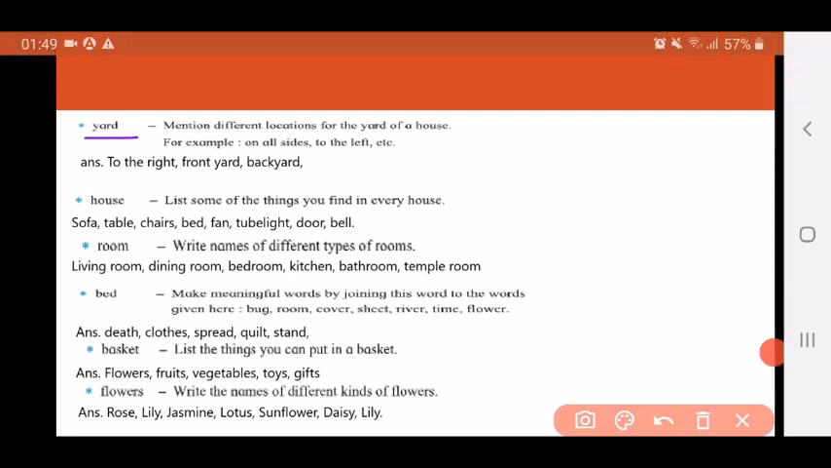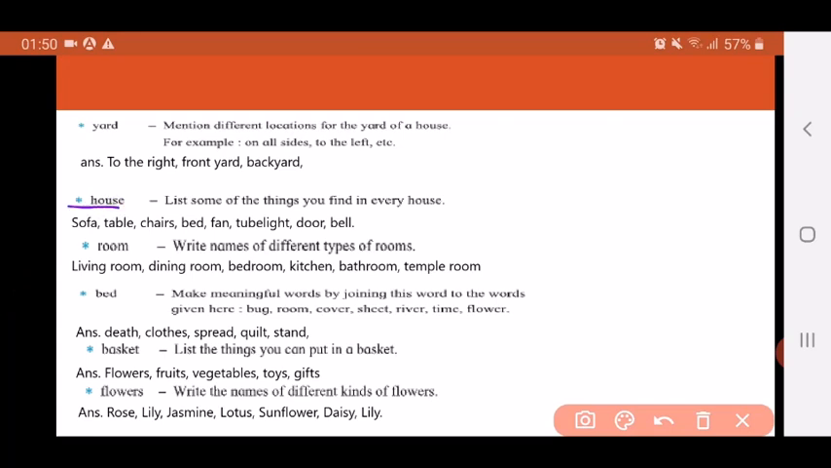Yard. Mention different locations for the yard of a house. For example, on all sides, to the left. Other ways can be to the right, front yard, backyard.